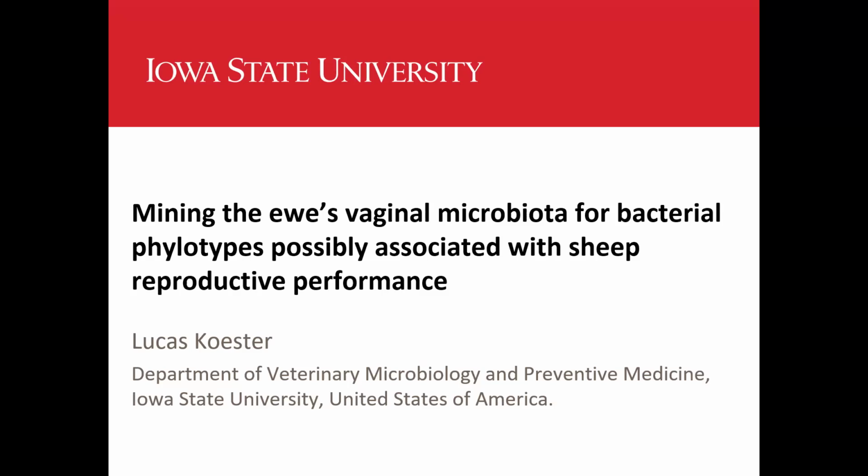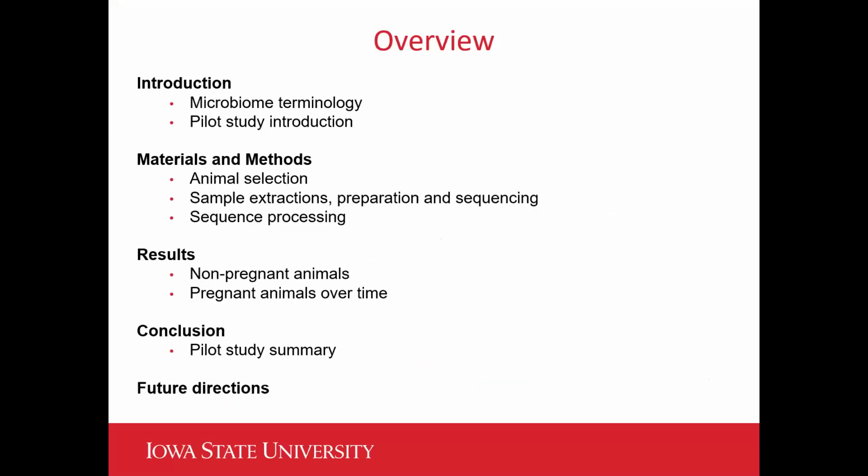Today, I would like to talk about mining the ewe's vaginal microbiota using 16S rRNA gene amplicon sequencing to identify bacterial phylotypes associated with sheep reproductive performance. To give you a brief overview, I will start by talking about some terminology, then introduce our study, talk about our methods, and present our results. Then we will have some discussion and concluding remarks, followed by our future directions.